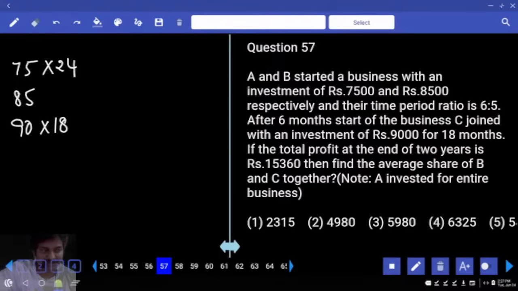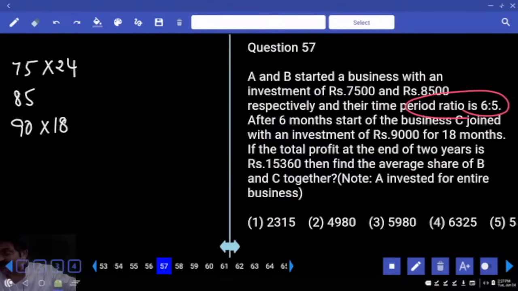AB investment periods are in the ratio 6:5. 6 parts is 24, so 1 part is 4, and 5 parts is 20. Everywhere you have a 5 multiple and a 2 multiple, which is a 10 multiple. Take 5 from here, 15. Take 2 from here, 12.